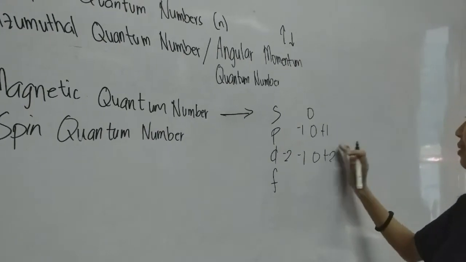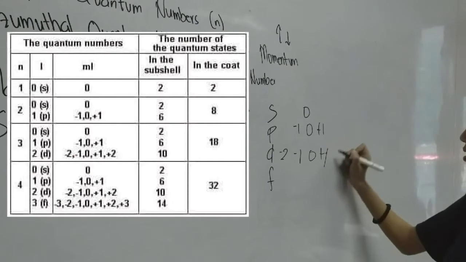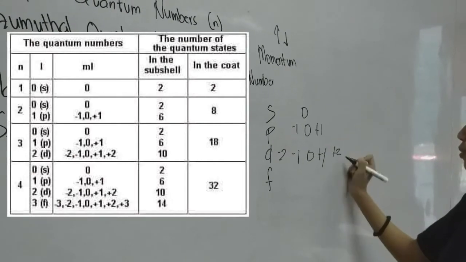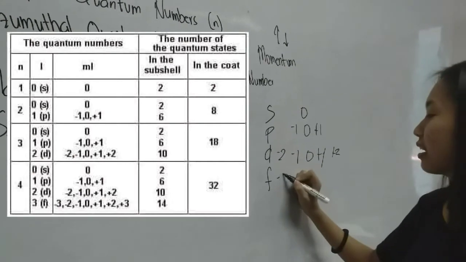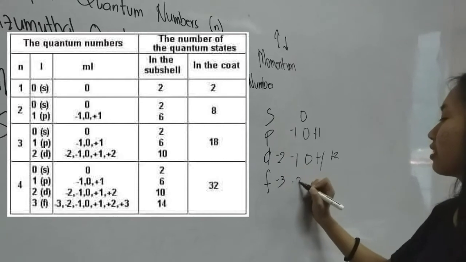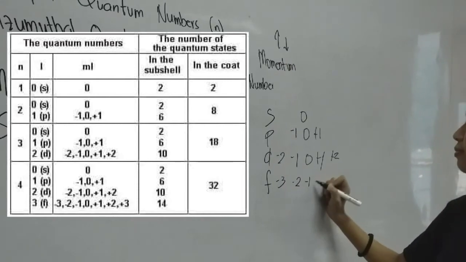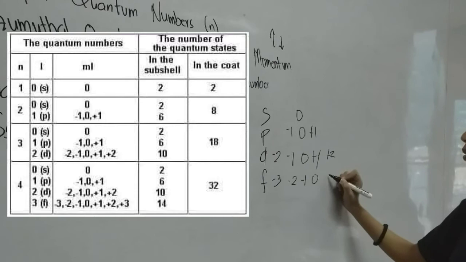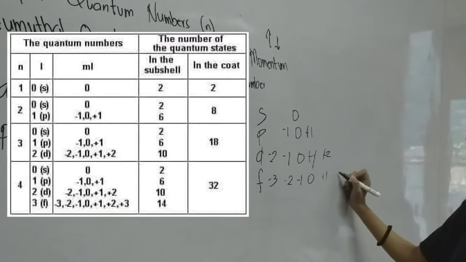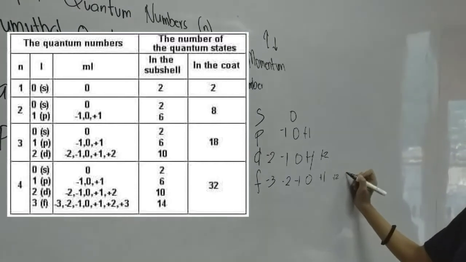For example, s is equal to 0; p: -1, 0, +1; d: -2, -1, 0, +1, +2. Then f: -3, -2, -1, 0, +1, +2, and +3.